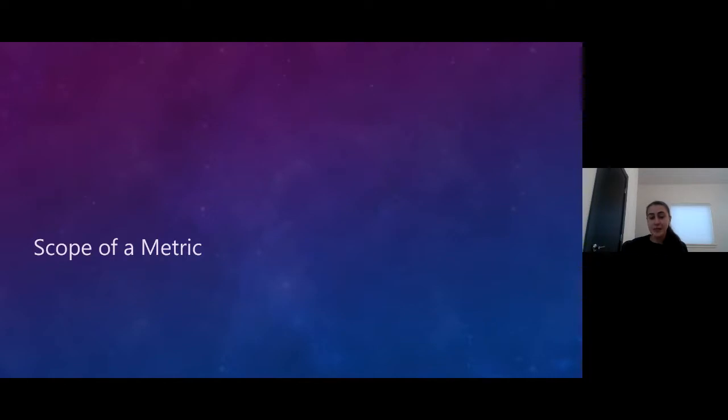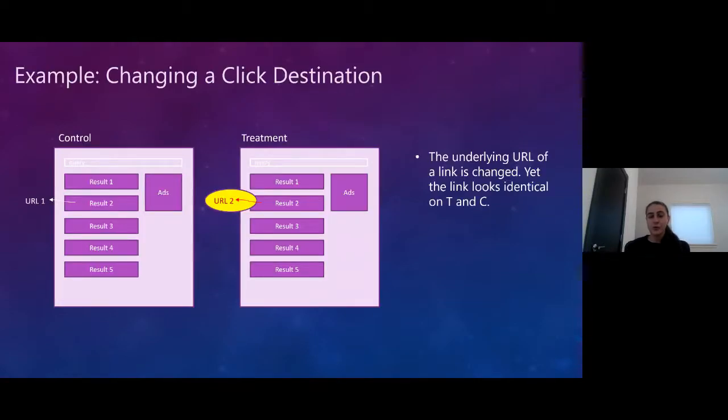So the first design principle for a metric is, what's really the scope of the metric that you're going after. If we go back to our Bing example, let's assume you have control and treatment. This is the result page that we're seeing. We have a query and we're showing results for it. Let's assume that our treatment, all it does is take result number 2 without changing any UI components, just changes the underlying URL for it. So from the user perspective, the result will look identical between treatment and control. And we really want to see whether this URL better reflects the user intent or not.